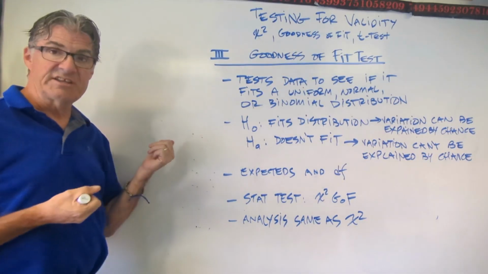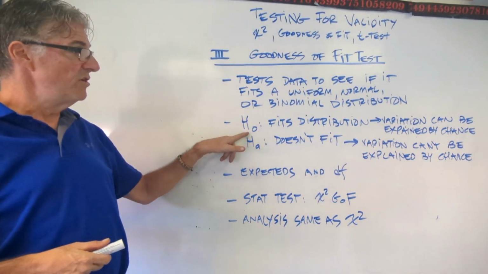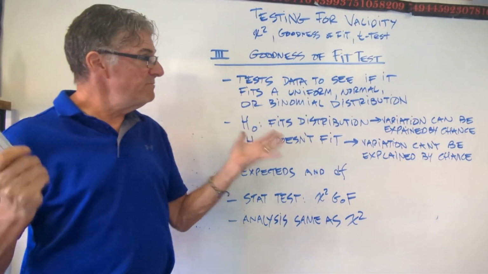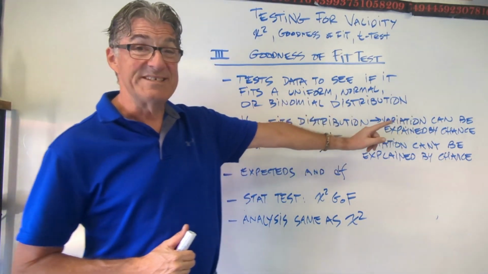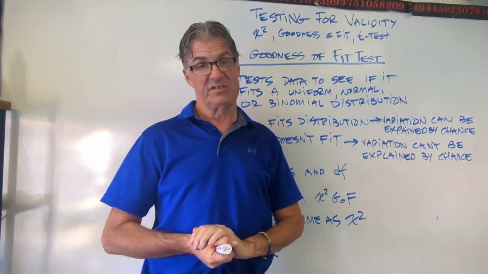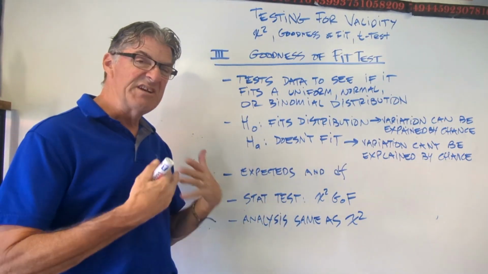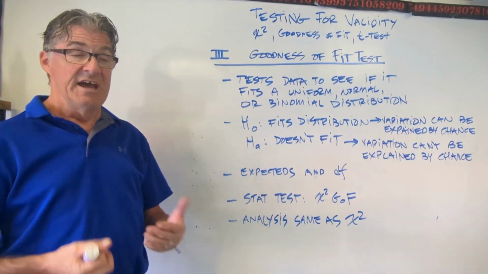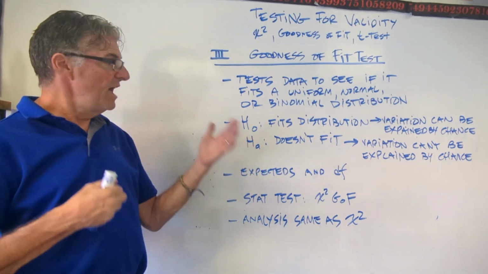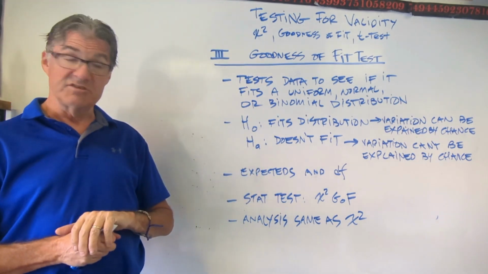Okay, so let's take a look at the hypotheses. H0, the null hypothesis, is that the data fits the distribution. And that means that any variations that we see from what we would expect in the distribution can be explained by chance. So these are just randomly occurring differences that happen naturally, and there's no significance between our data and the distribution we're comparing it to.